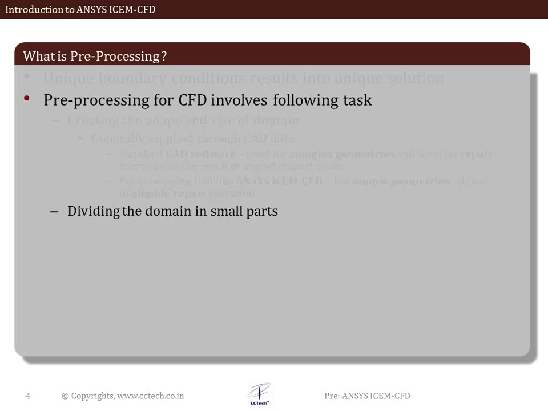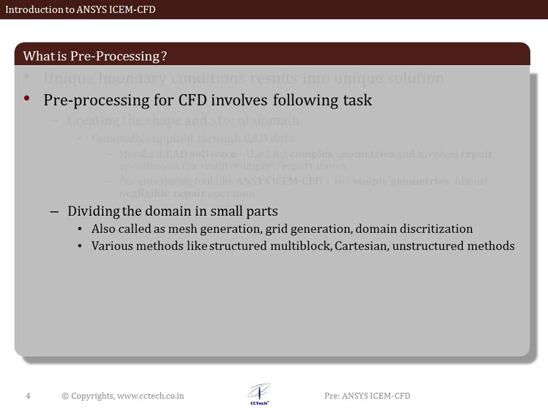The next activity is dividing the domain into small parts or subdomains. This process is also referred to as mesh generation, grid generation, or domain discretization. There are various grid generation methods. Broadly, they are divided into three main categories, namely structured multi-block meshing, Cartesian meshing, or unstructured meshing method.